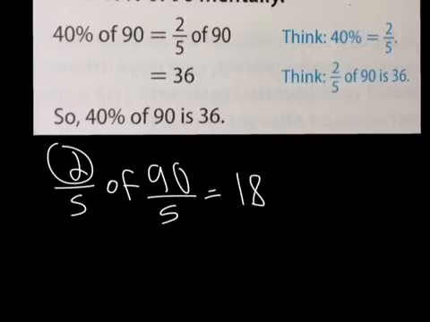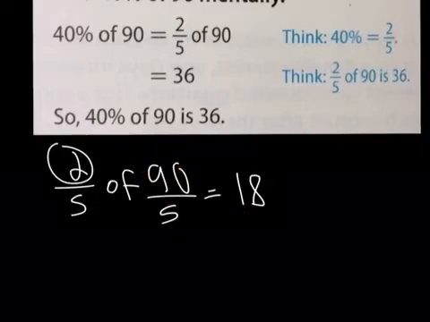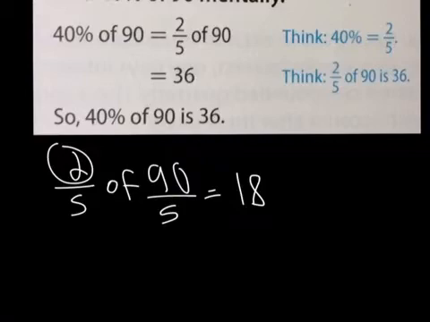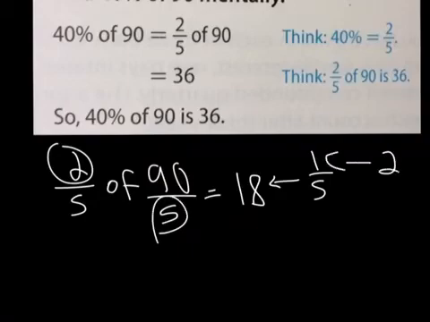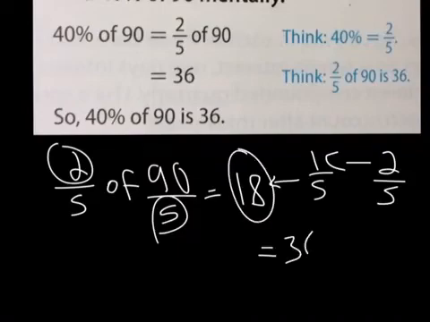Yes, because I know that 5 times 10 is 50, and 5 times 8 is 40, and 40 plus 50 is 90. So I know that it's 18. Well, that's only 1 part. This right here is only 1 out of 5 parts, because I just divided it by 5, didn't I? I want 2 parts. I want this to be 2 out of 5. So I need 2 of these. And 18 plus 18 is 36.